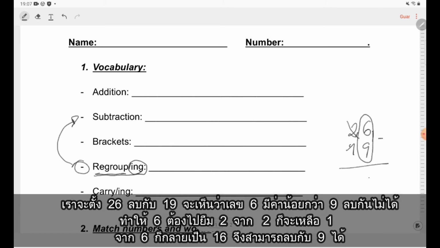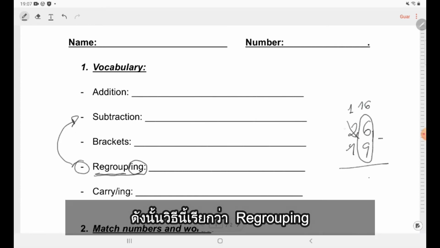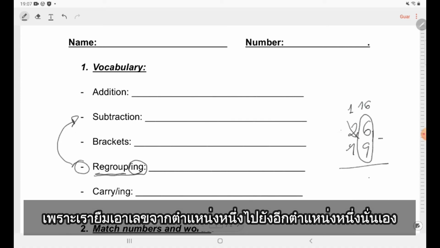Okay, we need to borrow from number 2 that becomes 1, and another one comes, or we regroup the number 1 in this place, and number 6 becomes 16. Okay, so this is called regrouping. Okay, because we take one number from here, from tens place, and we regroup into ones place.